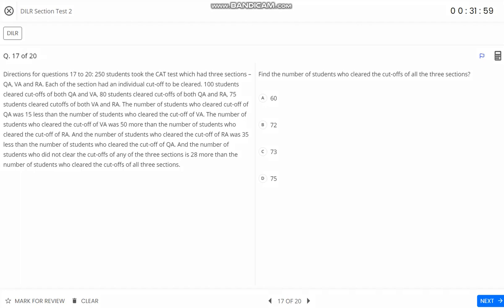250 students took the CAT test, which had three sections: QA, VA, RA. Each of the sections had an individual cutoff to be cleared. 100 students cleared the cutoff for both QA and VA, 80 in both of these. Okay, so we'll come to this. The number of students... okay, so we can make a three set Venn diagram.